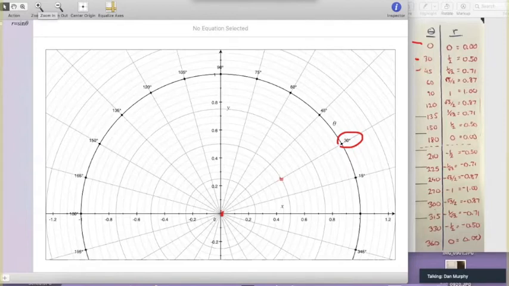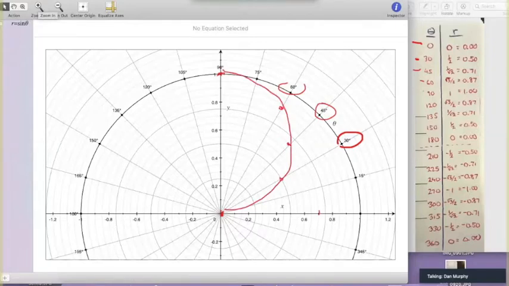Okay, at 45 degrees, we're at about 0.71. So 45 degrees is right here, and there's about 0.71, give or take. All right, at 60 degrees, we're hitting the 0.87 mark, which is ballpark here. And then at 90 degrees, we make it to 1. And hopefully you guys are starting to see the shape. If I start to connect this together, you see what's forming.